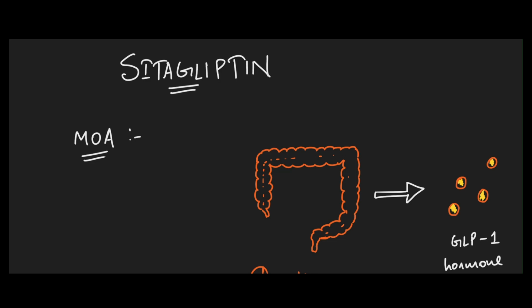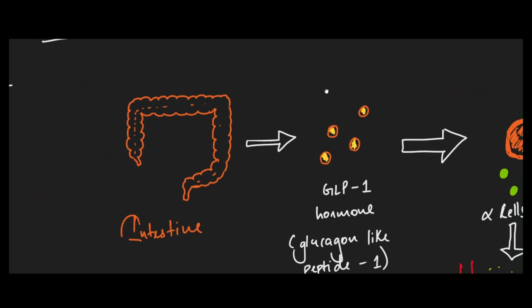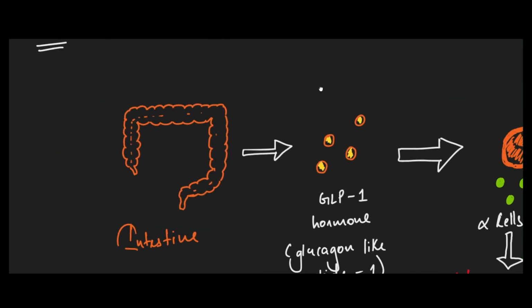So in this video, we'll be studying about the drug called sitagliptin. Now, sitagliptin is an oral hypoglycemic agent. It comes under the class of DPP-4 inhibitors. So in the short video, we'll be just studying about the mechanism of action, adverse effects and contraindications along with the dose of sitagliptin. Coming to the mechanism of action.